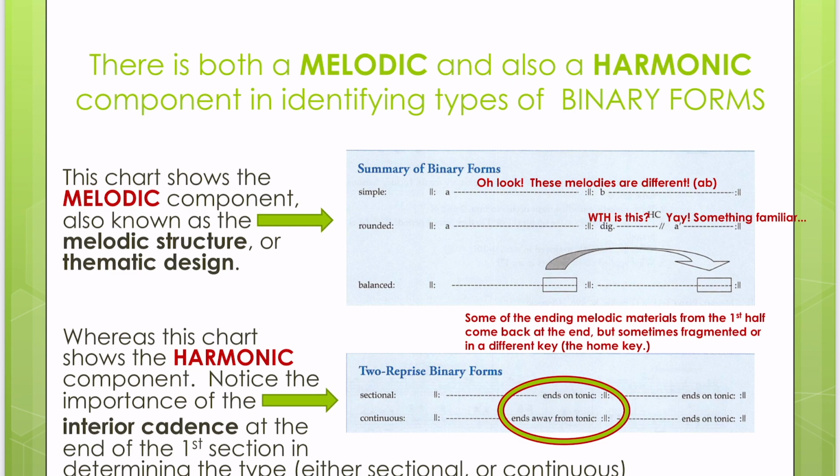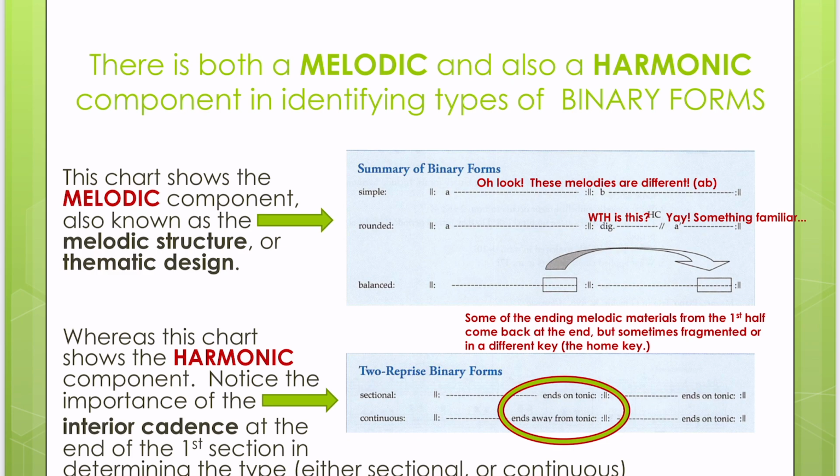Okay, so simple means the two halves of binary form, the melodies are different. Rounded means the melody in the first half, which we'll call A, comes back at the very end of the second section, but there's a place called a digression that happens first, and the digression has to end in a half cadence so that the return of a portion of A will sound like it's starting over again in a familiar place. And balanced means some of the melodic materials at the end of the first half come back morphed into the home key in the second half.